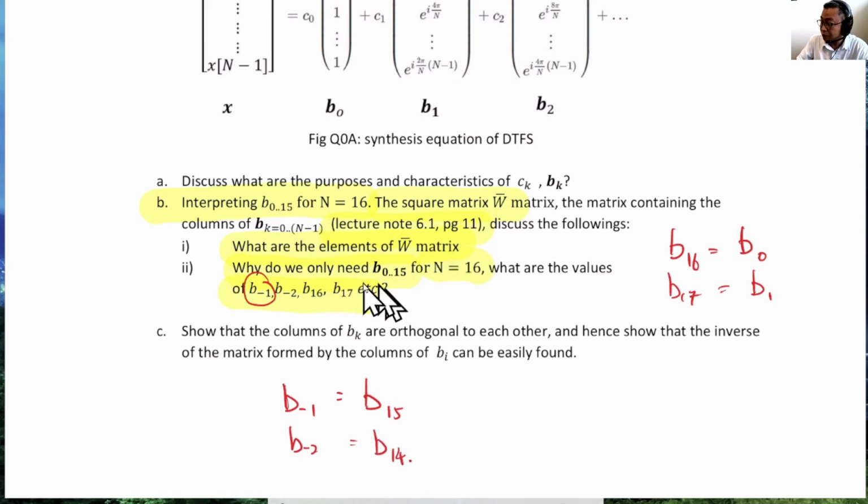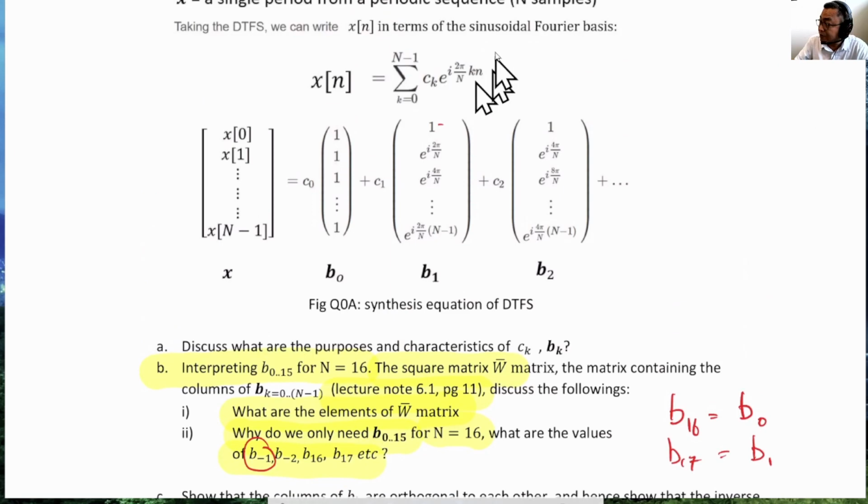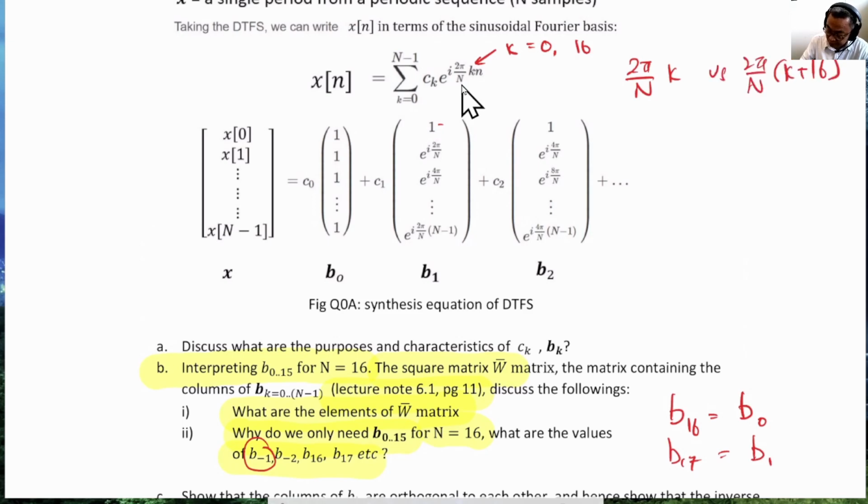What you need to do is simply to plug it into this equation over here, where you are changing k. You set k equals to 0 versus k equals to 16. Let's see what happens. 2 pi over n k versus 2 pi over n k plus 16, and let n equal 16 in this example. This is 2 pi over n k plus 2 pi times 16 over 16. What is this? Plus 2 pi.